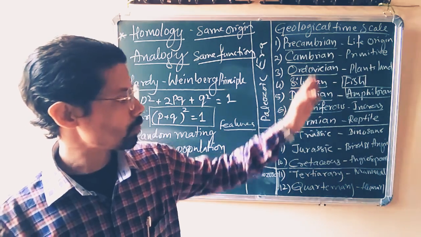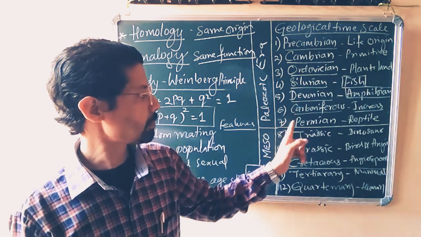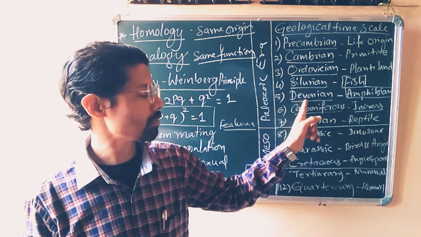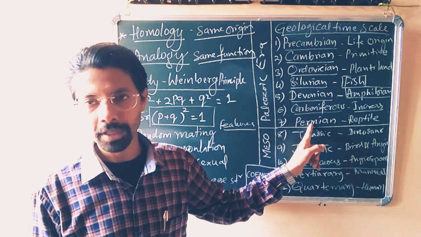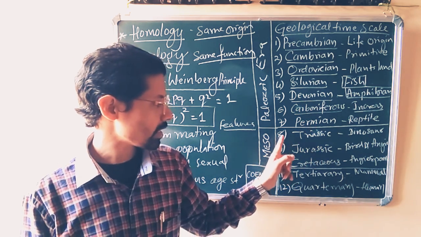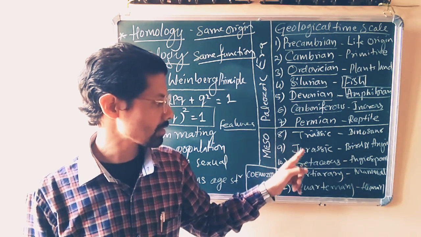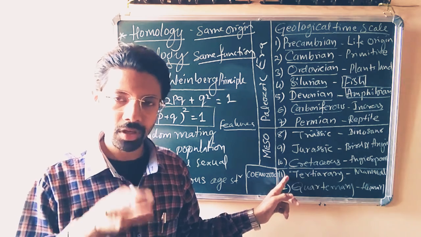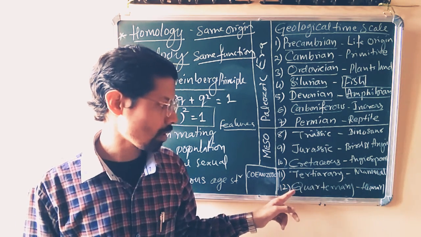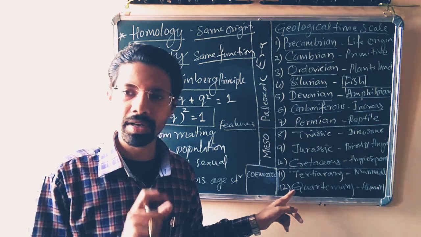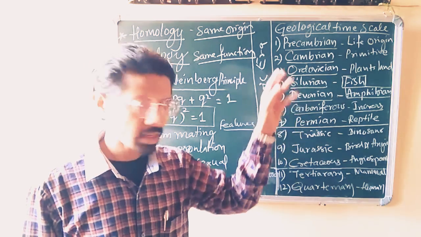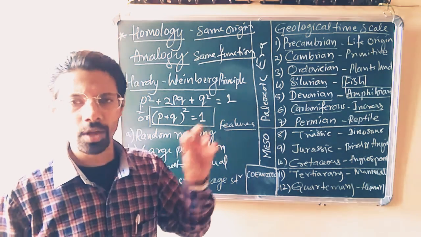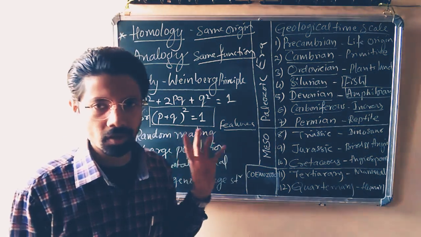They are further divided into periods. There are 7 periods in the Paleozoic era: Precambrian, Cambrian, Ordovician, Silurian, Devonian, Carboniferous, and Permian. In the Mesozoic era, there are 3 periods: Triassic, Jurassic, and Cretaceous. In the Cenozoic era, which is the present era and still going on, we have 2 periods, Tertiary and Quaternary. The present running period is called the Quaternary period. The major events in these periods I have written on the board for a simplified understanding of the geological time scale.